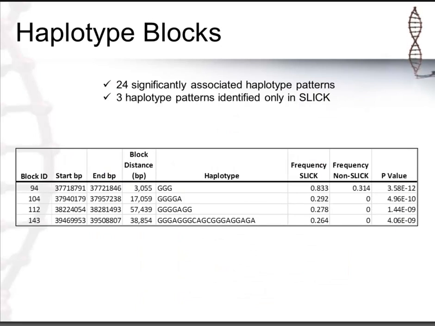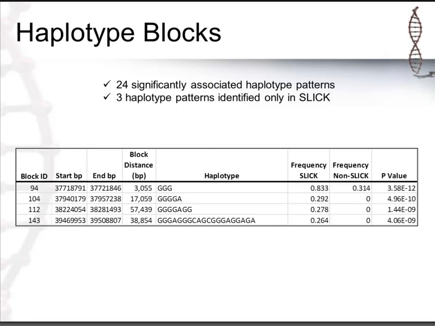Another part that we did was I broke this down and looked at haplotype blocks with LD right over this particular region of interest where our association was. And we found 24 significantly associated haplotype patterns. In the table that you see, the very first one, block number 94, happened to be the most significantly associated haplotype pattern, with the SNPs there, what the actual allele calls were, and their frequencies in slick versus non-slick.